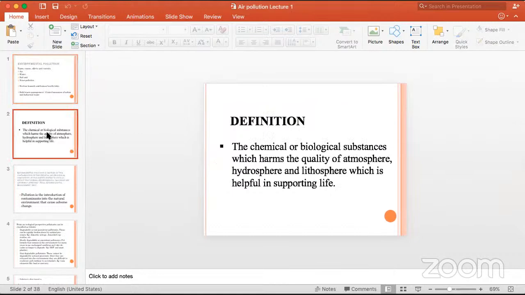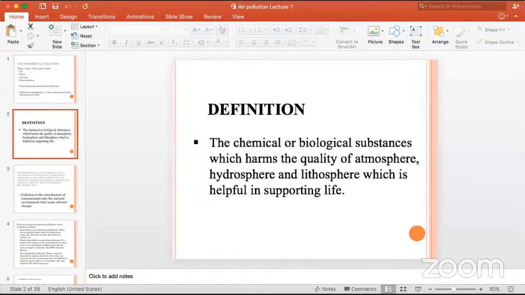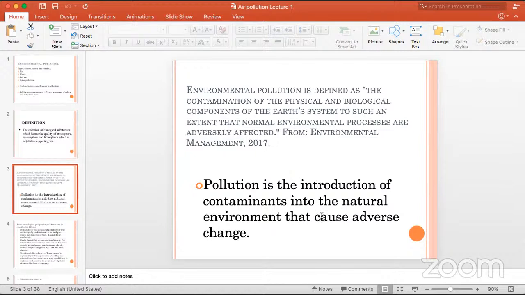Now, how do we define pollution? Very simple: any chemical or biological entity that is going to harm the quality of the atmosphere, the hydrosphere, and the lithosphere is called pollution. It is because we depend on the atmosphere for air, hydrosphere for water, and lithosphere for soil. All of these are very important in supporting life. Therefore, if our essential natural resources are getting contaminated and their quality is degrading, that is an indication of pollution. Thereby, pollution can also be defined as the introduction of contaminants into the natural environment that cause an adverse effect.